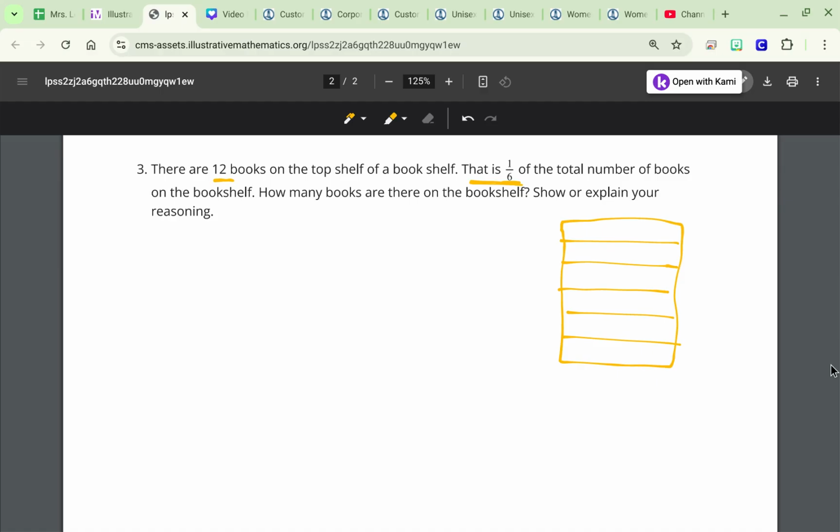There are 12 books on the top shelf of a bookshelf. So this top shelf has how many books? It has 12 books. That is 1/6 of the total number of books on the bookshelf. So really, if I have 12 on the top shelf, I can also put 12 on the second to top, and the third, and the next, and the next, and the next. So really what I need to know here is what is 12 times 6? Well, we know that 12 times 6 is 72. There are 72 total books.